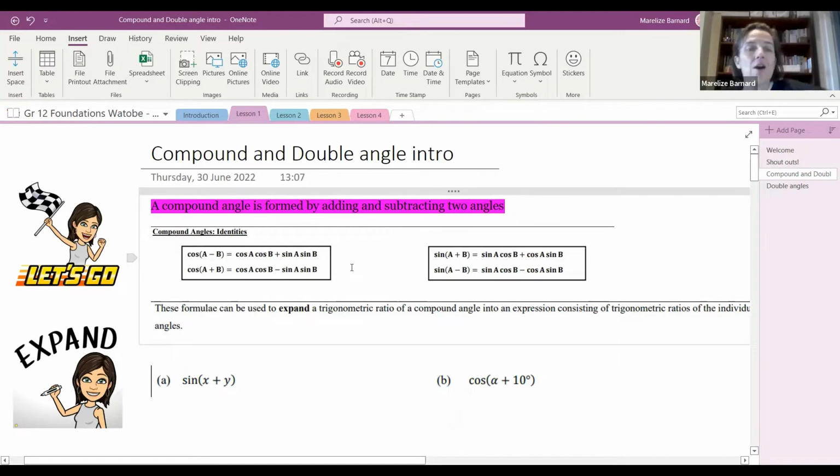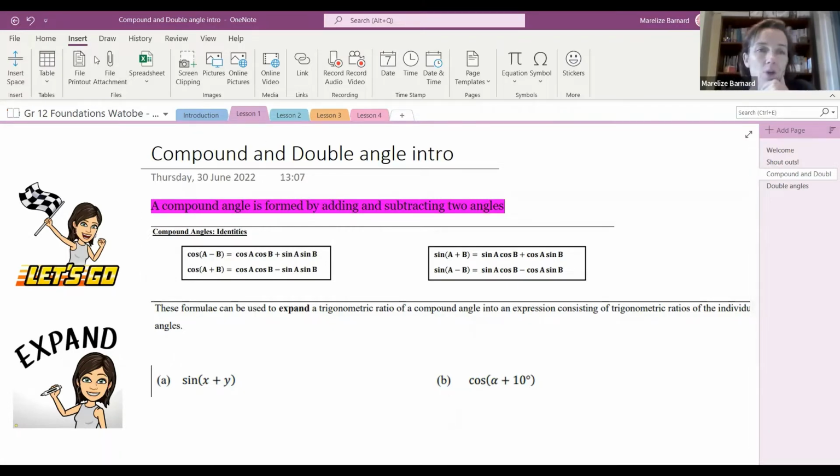Okay, but what is a compound angle? A compound angle is formed by adding and subtracting two angles. It's as simple as that. You make an angle by adding two angles together or by subtracting two angles. Now, there are 4 compound angle identities.